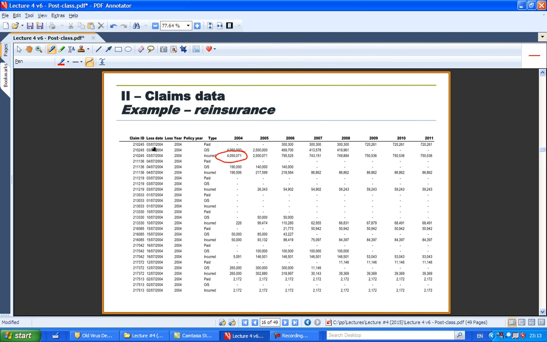presented to a reinsurer. And unfortunately this table has some problems. The original table had some errors, and I will tell you in a minute what this error is, but first of all, let's try to understand what's the content of this.